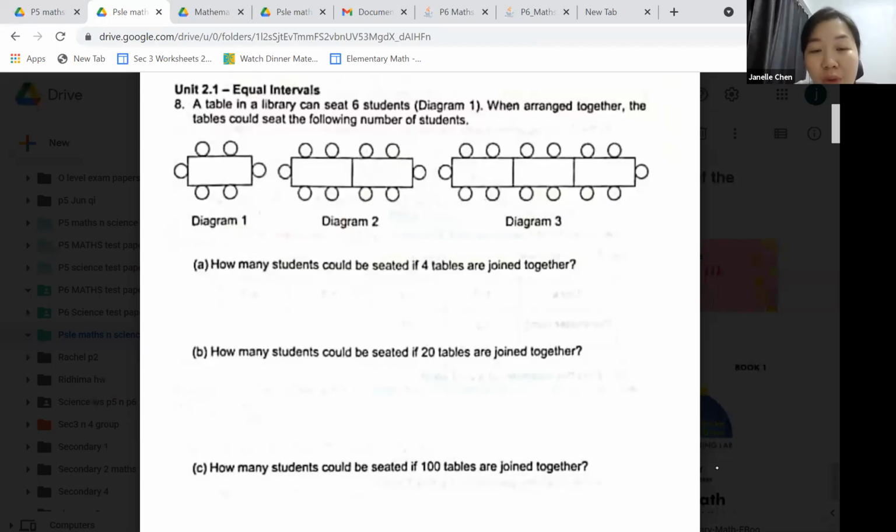So I believe that we all know that we always have a question for P5 and P6. The last question is always pattern. I'll start with the basic kind of question first.